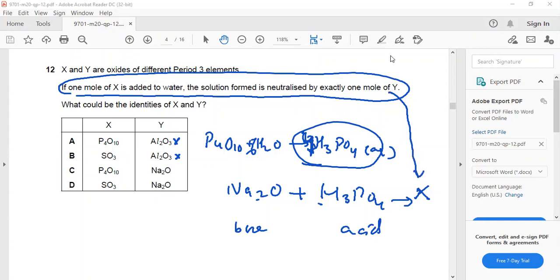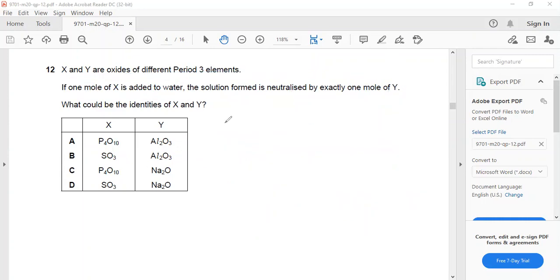Let's try part D. Sulfur dioxide reacts with water to form sulfuric acid.